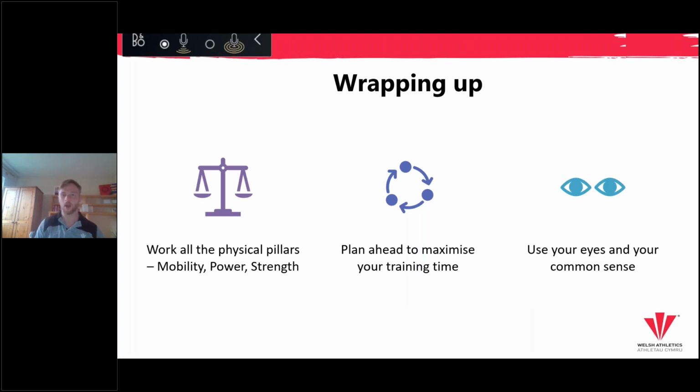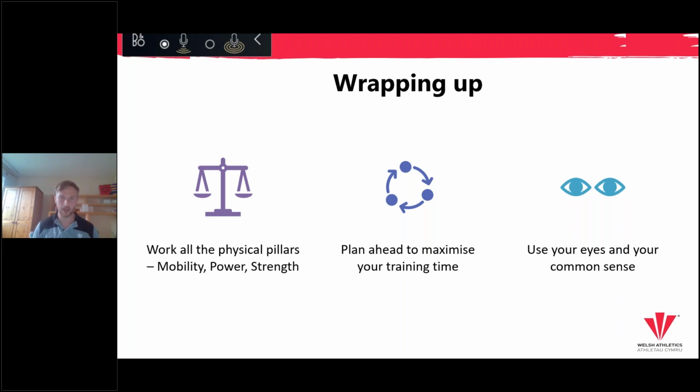So wrapping up, I think three important points that hopefully I got across. Number one, working on all the physical pillars, so mobility, power, and strength. And depending on the level of athlete that you're with and what time of year it is, you might emphasize different ones at different points. But again, it's thinking about those performance problems, the observation skills, think about what's going to help that athlete get to the next level of their performance.